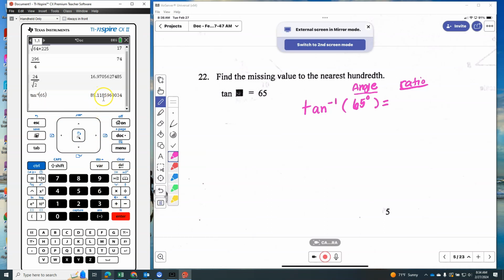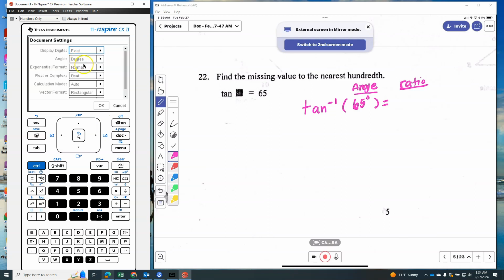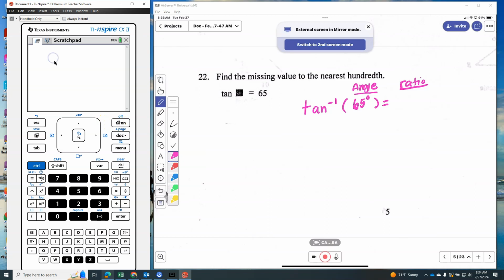Now you got to make sure that you're in degrees. So I'm going to go to menu, settings, document settings, and it is in degrees. Okay, so back, and I'm going to go to trig, inverse tangent, 65, and it says 89, so I'm going to write 89. It says nearest hundredth, so it's 89.1 is tenths, and one more is hundredths, so I'm going to say 2.